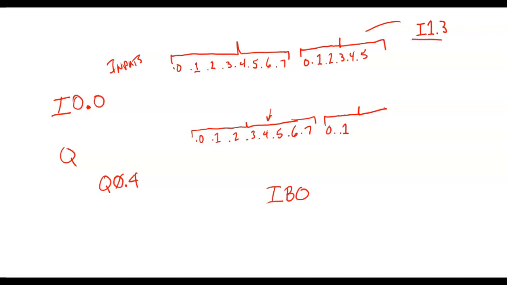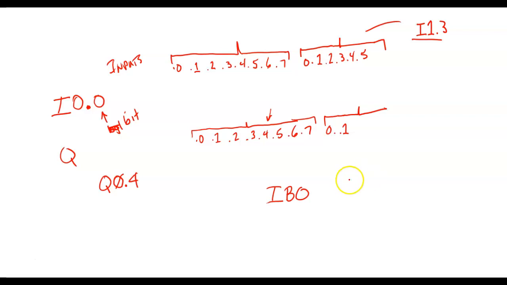We use the dot for the bit. So the dot here means a bit. It means you're addressing a bit. If you're not addressing a bit, you don't put a dot. But then you specify what size you're inputting.